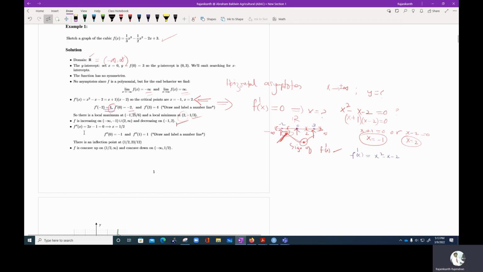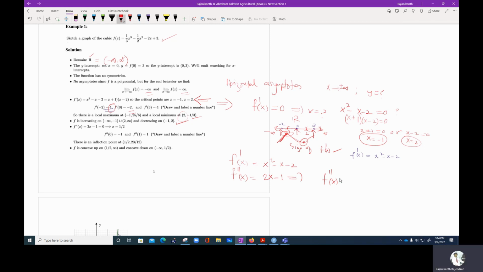If you want to find concavity up or down, you should know the second derivative, right? Remember the first derivative function we just had, which is x squared minus x minus 2. Now I am going to take the derivative one more time. That is the second derivative, which is 2x minus 1. The derivative of x squared is 2x, and the derivative of x is 1. So you get 2x minus 1. Now use this to find possible inflection points. Remember, inflection points are the points where the function has a change of concavity.